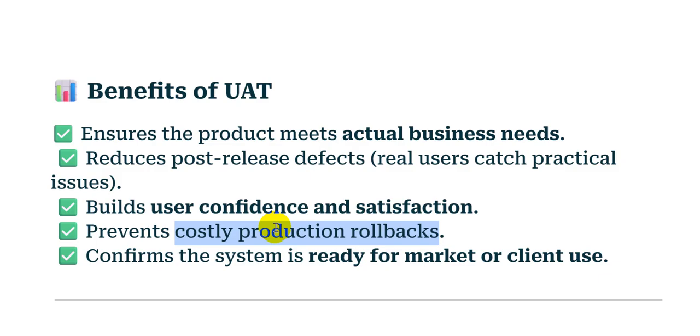We need to pull that application again. We need to give the fix on those issues. So there we need to do the sprint planning. There we need to assign the team. There we need to do the development. There we need to do the testing. So all the process comes into the picture. So it is definitely costly and time-taking. So if we do the UAT, these things we can avoid. We cannot push the application directly into the production environment. Before that, we can do the UAT and UAT reduces this kind of thing. And it confirms the system is ready for the market or client use. So these are the benefits of UAT.